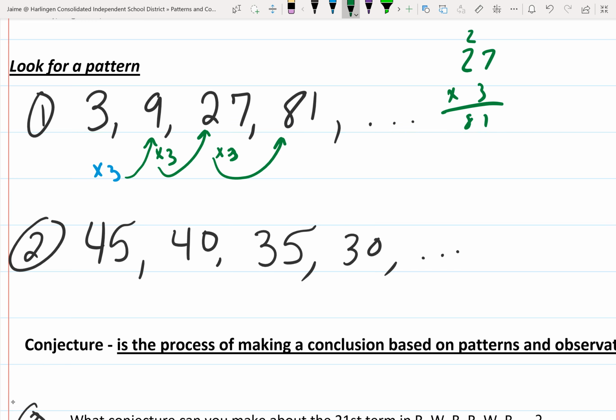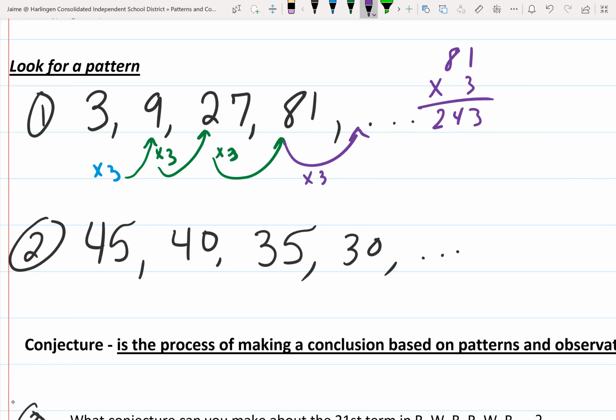So how would you get the next number? Well, you would just keep the pattern going. You would get 81 and times 3, and that'll give you the next number. So 81 times 3, 8 times 3 is 243. So that's the next number. And if you wanted the next number after that, you would just times 3 again, right? So you found the pattern. The pattern is times 3.